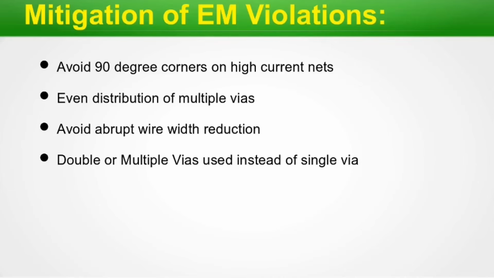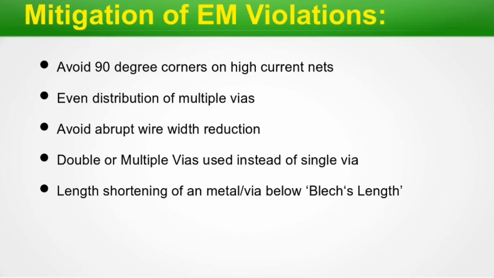Double or multiple vias have to be used instead of single vias which are getting violated. Shorten the length of a metal or a via below the Blech length. Increase the wire width to reduce the EM.